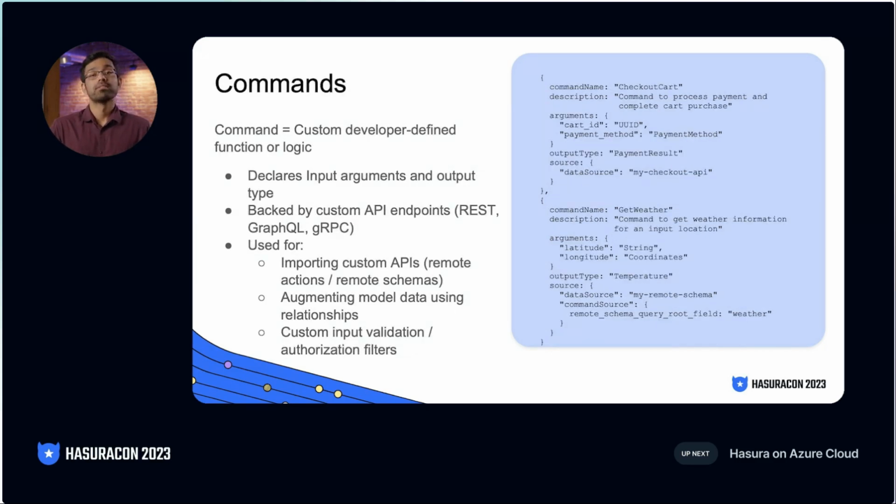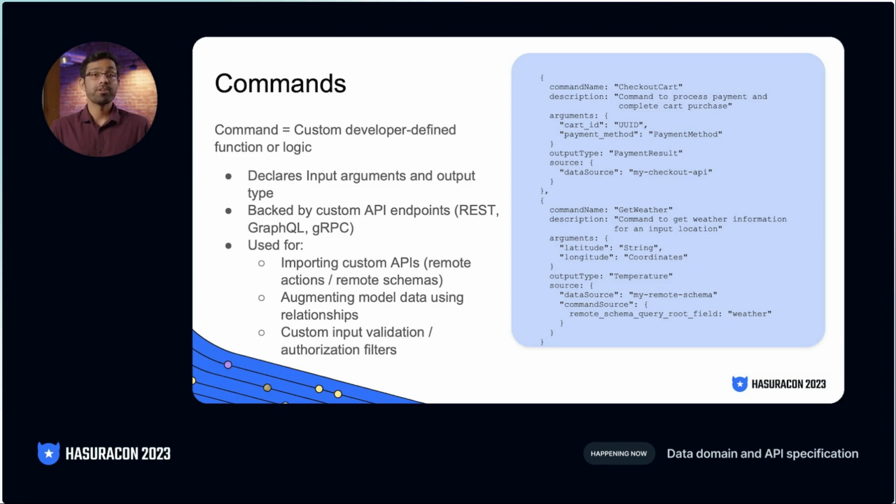Apart from models, commands are the other way of accessing concrete data. A command is simply a custom function, or lambda, that is defined by input arguments and an output type. The actual semantics of the command itself are opaque to the OpenDDS specification. A command can be backed by a custom API endpoint, like REST, GraphQL, gRPC, etc. Commands are useful for importing custom APIs, like remote actions or remote schemas in Hasura version 2.